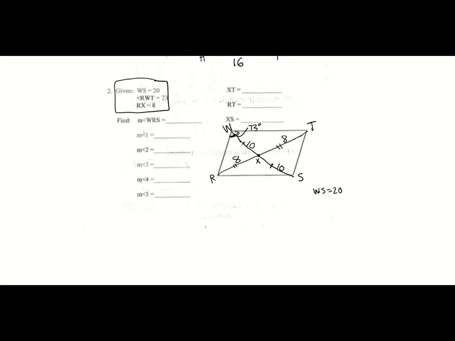The first thing it asks for is WRS. WRS is right here. Remember, R is in the middle, so that is my vertex of my angle. I know that this angle W up here is 73, and it has to be supplementary with angle R. So if those two add up to 180, I already know the top one is 73, so I take that away. That leaves me 107 degrees for angle R.